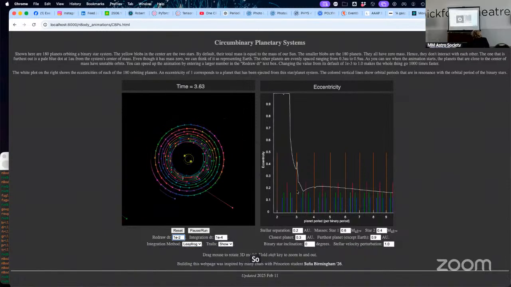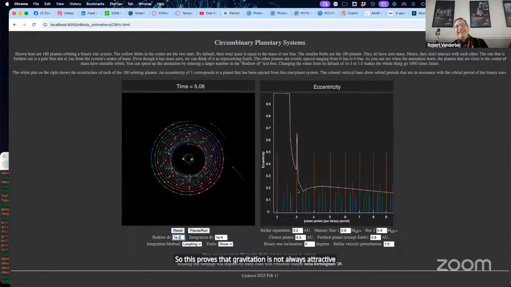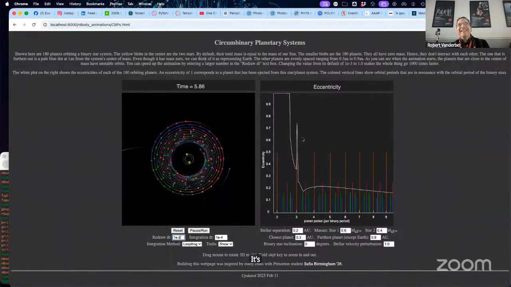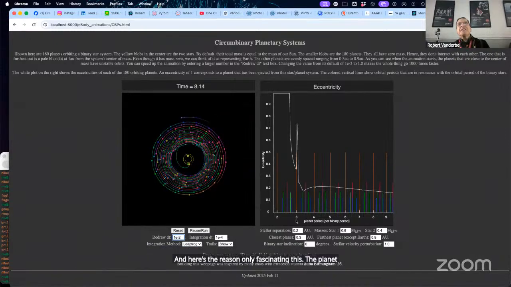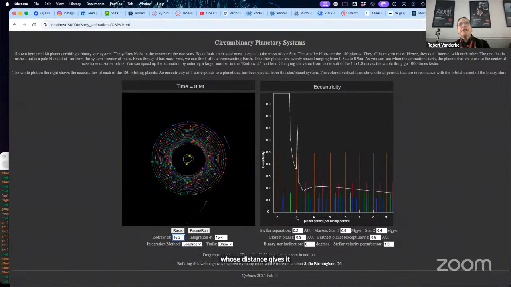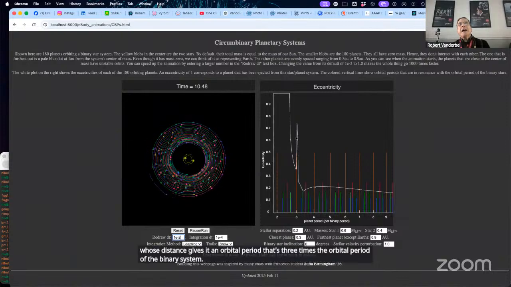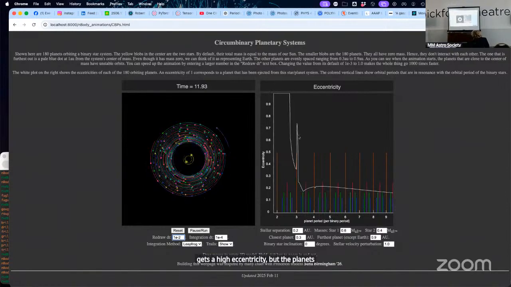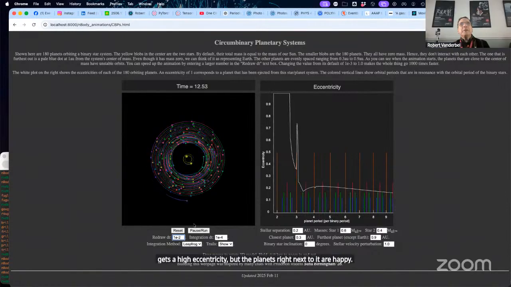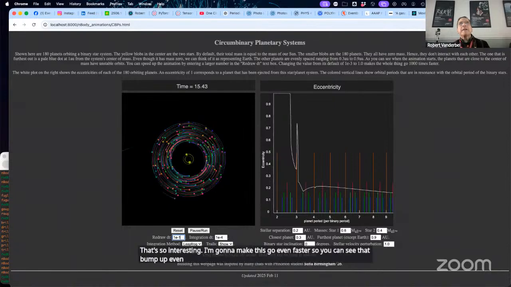So this proves that gravitation is not always attractive. It's destructive. And here's the reason I'm totally fascinated by this. The planet whose distance gives it an orbital period that's 3 times the orbital period of the binary system gets a high eccentricity, but the planets right next to it are happy. That's so interesting. I'm going to make this go even faster so you can see that bump up even more.